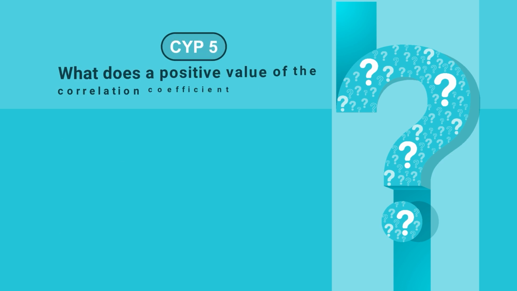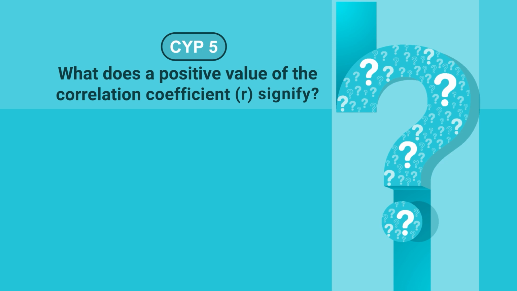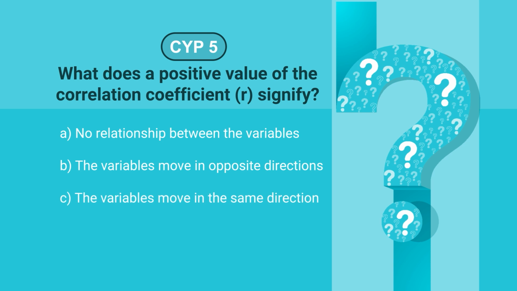And the fifth question is, what does a positive value of the correlation coefficient signify? Option A, no relationship between the variables. B, the variables move in opposite directions. C, the variables move in the same direction.